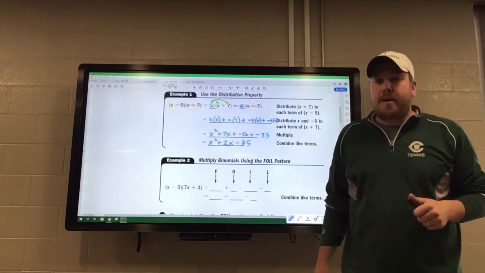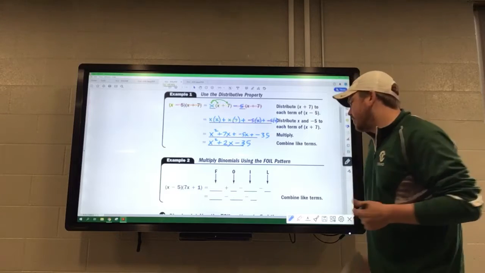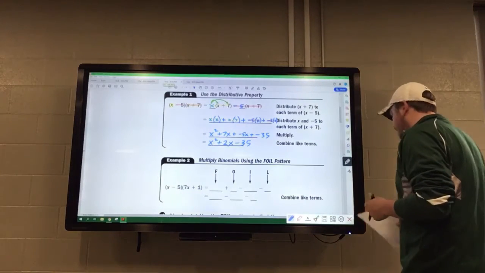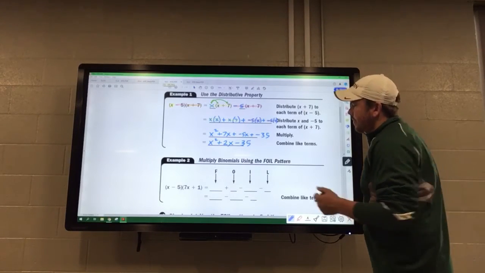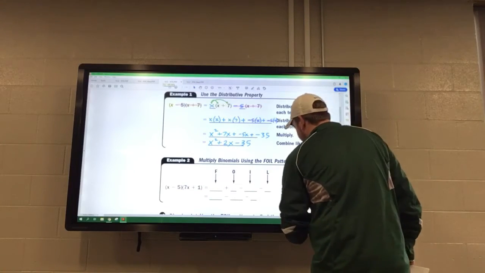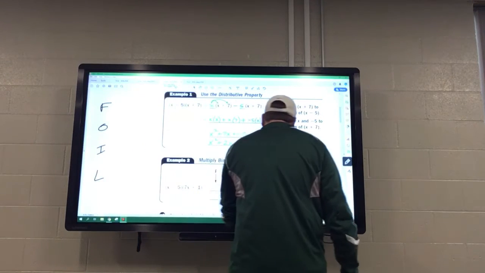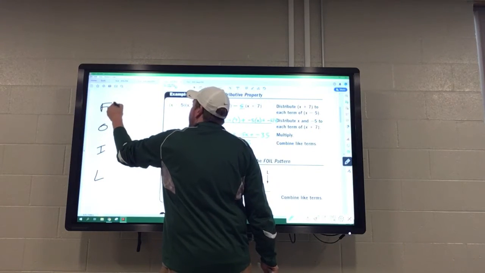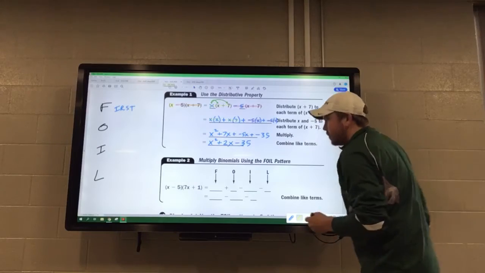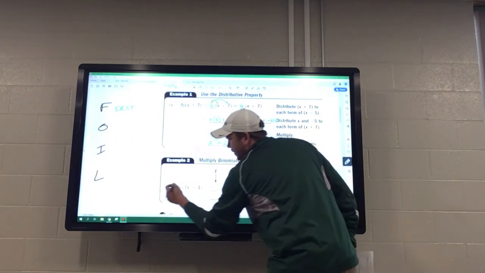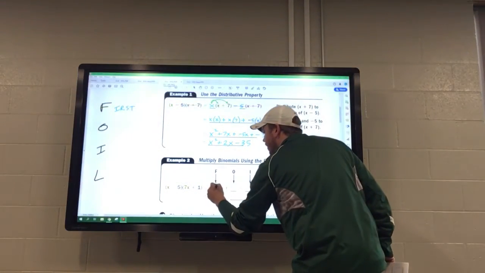Now let's go ahead and use the FOIL method. The FOIL method is still the distributive property, don't get me wrong, but it organizes it a little better for us. Oh, just kidding, use a different problem. Here's what we do. So again, FOIL. F stands for first. What that means is we are going to multiply the first terms together. So x and 7x. X times 7x is 7x squared.